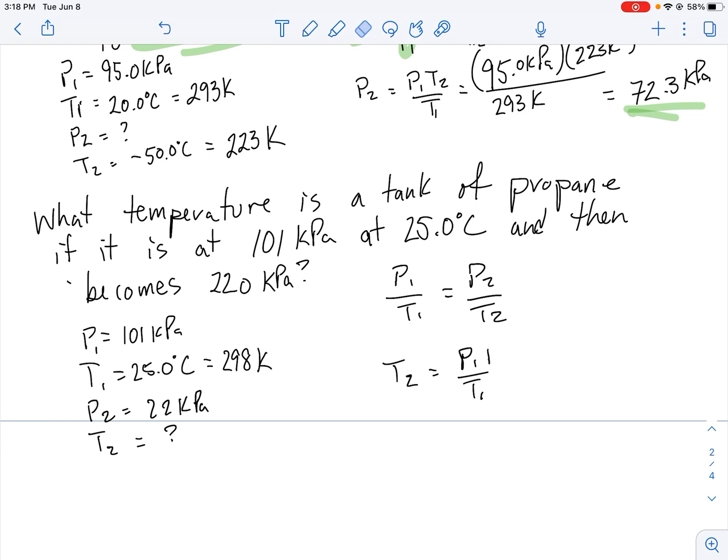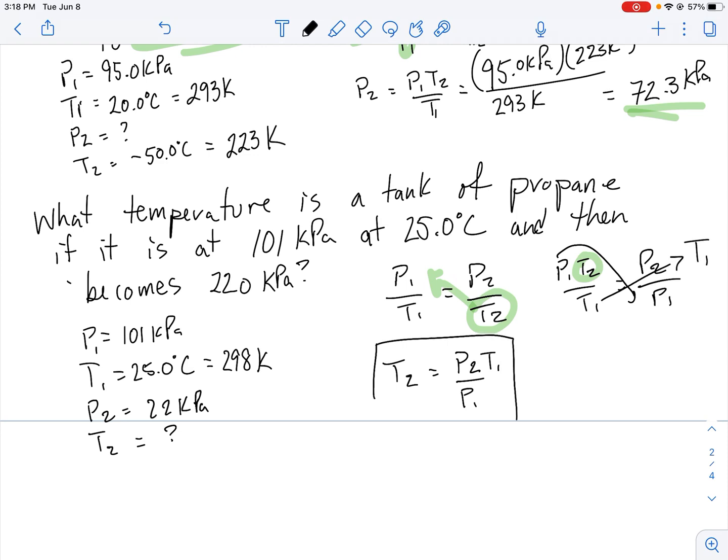Oh, no, hold on, I'm getting that one wrong. Let me do this again. I'm going to get P2 over P1 times T1. Now, this is the harder rearrangement. Because I want T2, I need to get it out of the denominator. So I put it up here, and what I get is P1 T2 over T1 equals P2. But then I want the T2 by itself, right? So I'm going to take my P1 to the other side, and it goes in the denominator. My T1 goes up here to leave me with this formula.